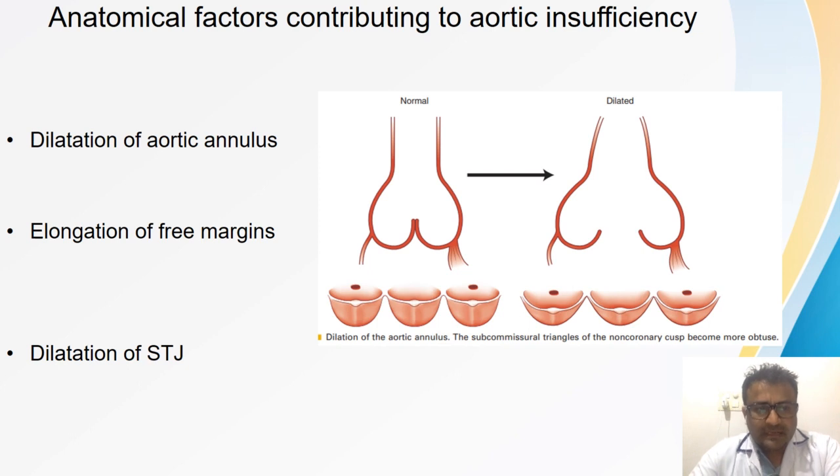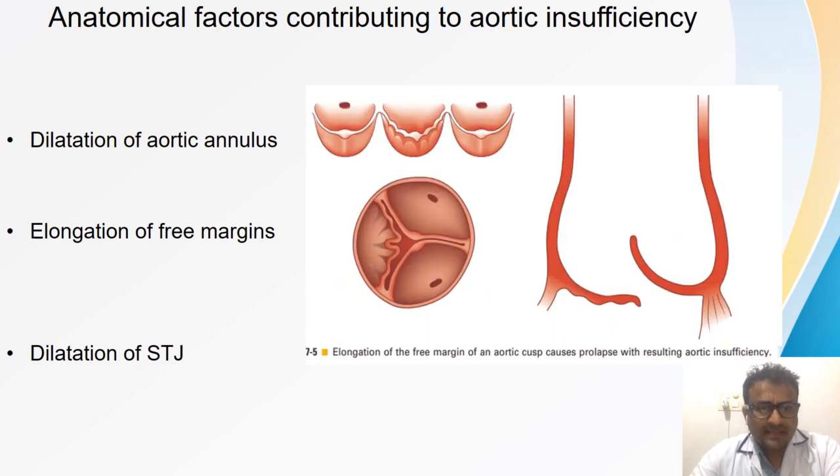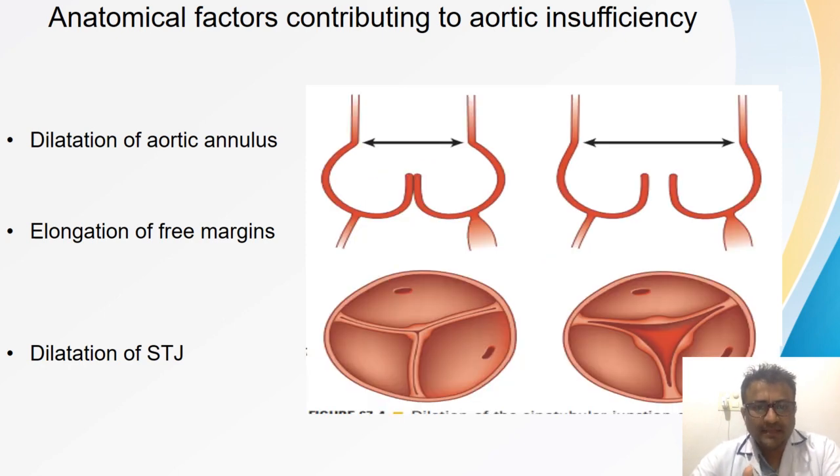The second important factor is elongation of the free margin. Elongation of the free margin can lead to prolapse of the aortic leaflet, which can lead to aortic insufficiency. The third one is dilatation of the sinotubular junction. As I said earlier, the length of the aortic valve leaflet is usually more than the sinotubular junction, which provides the sealing mechanism.